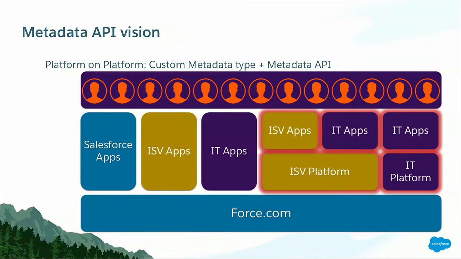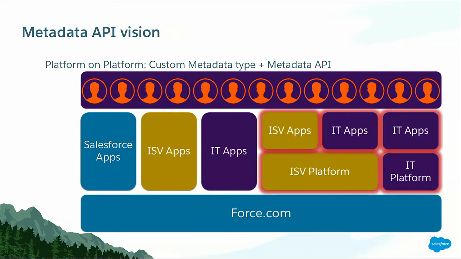So we start with the metadata API vision that Salesforce has. The standard Salesforce architecture and configuration is built for Salesforce apps, so Sales Cloud, Service Cloud, etc. If a partner or an organization needs to build their own functionality, Salesforce is providing a new way of doing things by providing a platform on which the apps can be built. This is a combination of using custom metadata types and custom metadata type API.